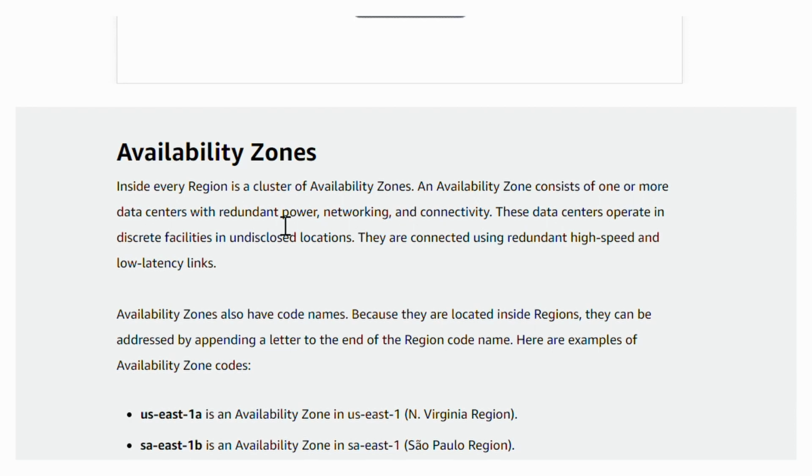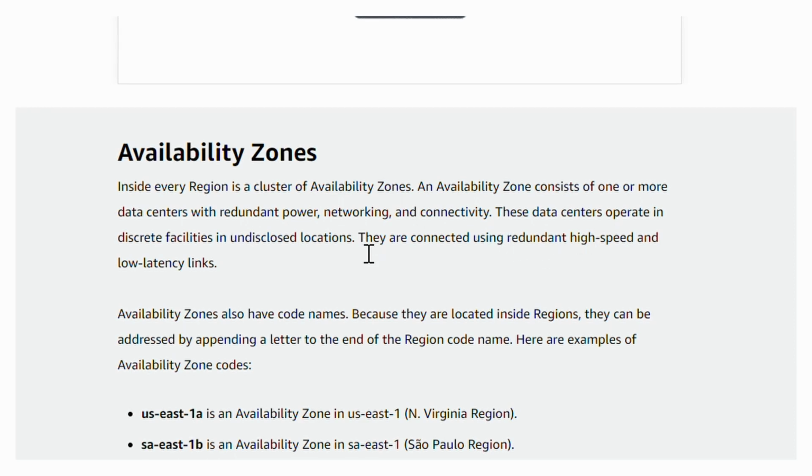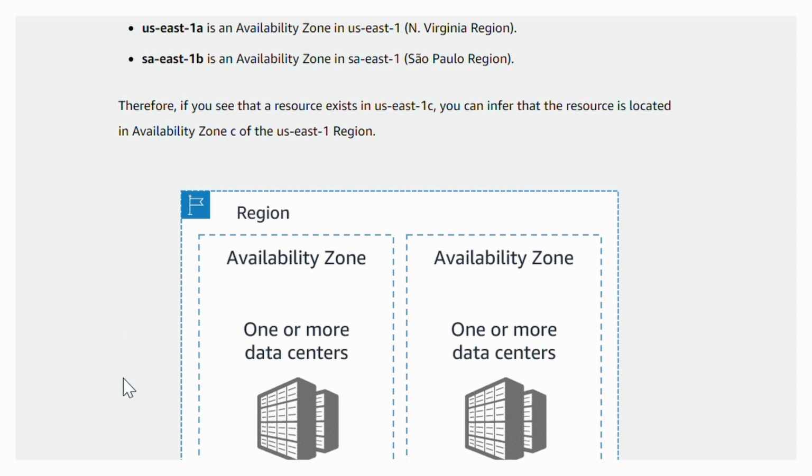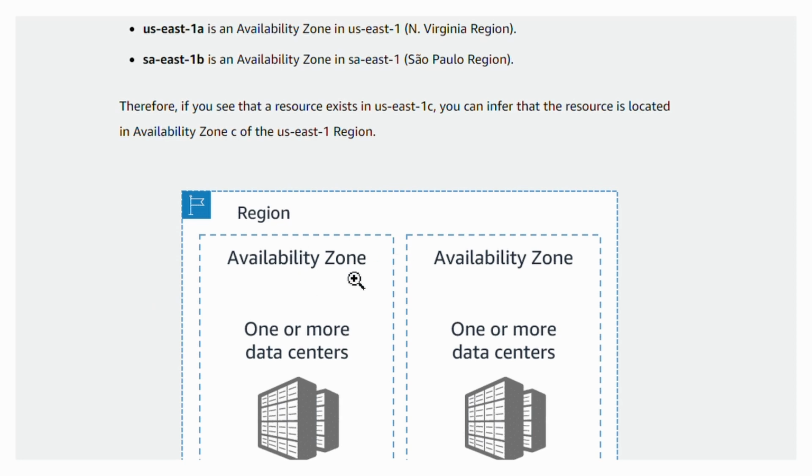Inside every region is a cluster of AZs. An AZ consists of one or more data centers with redundant power, networking, and connectivity. They are connected using redundant high-speed and low latency links. And see, this is what I was talking about. There's one region, and one region will have at least two AZs, and each AZ will have one or more data centers.